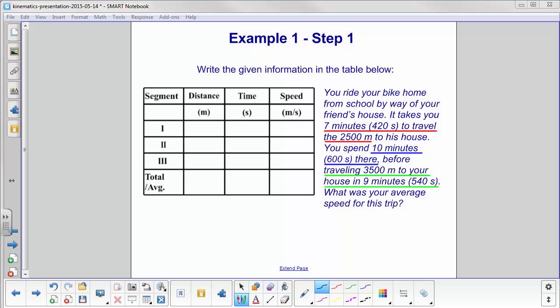Once the table is drawn out, an excellent next step is to underline the various givens. And you can see this in red here. That would be your interval 1. The blue line is interval 2. And the green underline is interval 3. Notice how all the minutes have been converted to seconds, and all the distances, of course, are in meters.